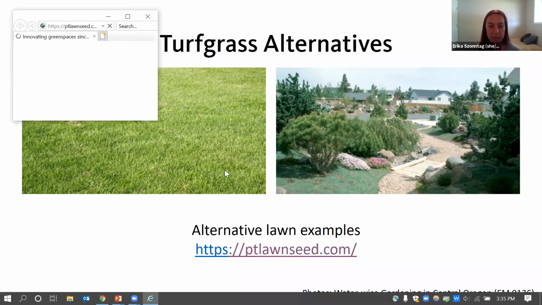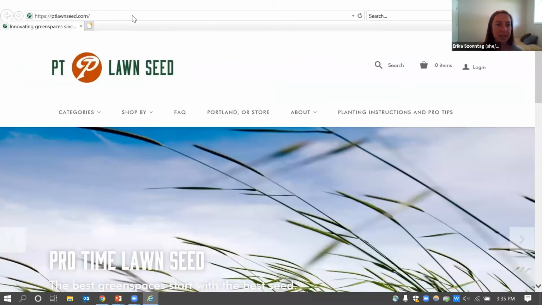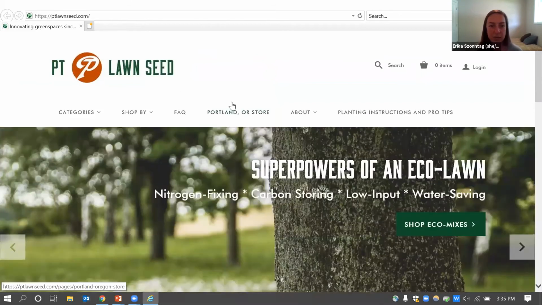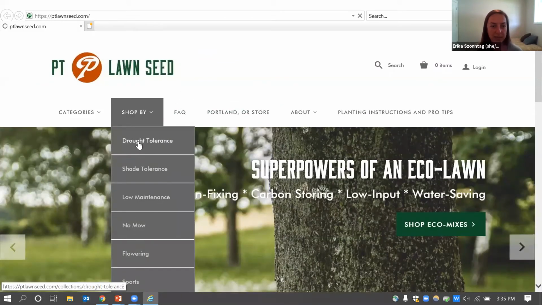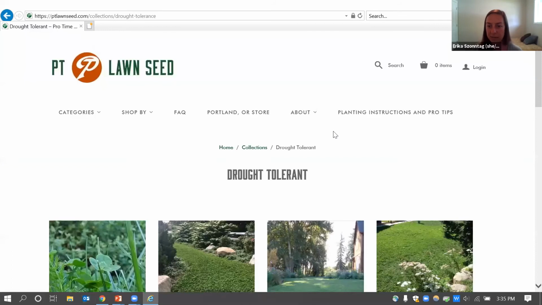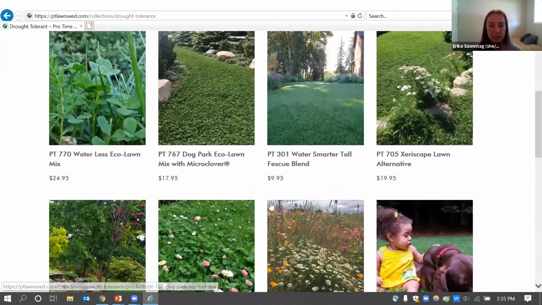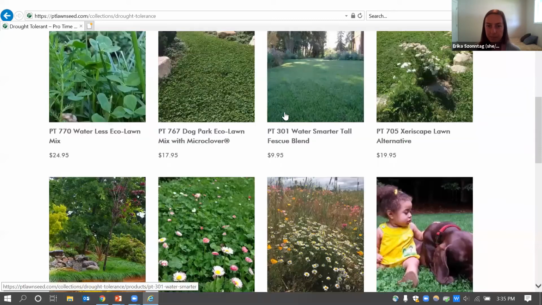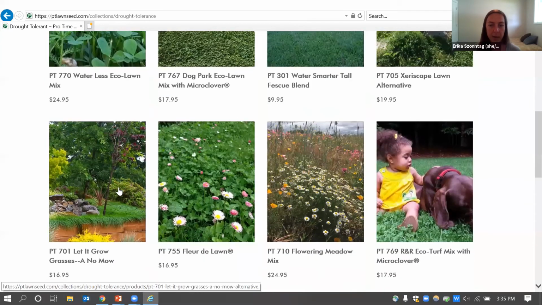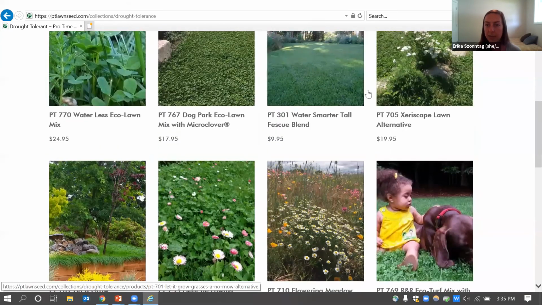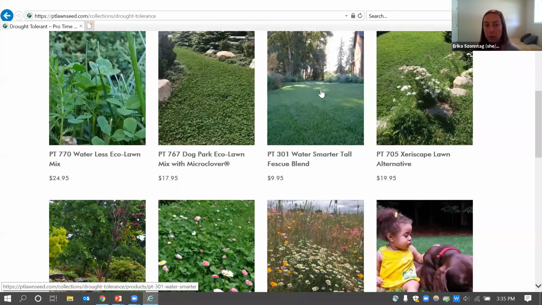I'm just going to take us to PT Lawn Seed, and I'm not endorsing this company or criticizing those I'm not mentioning. I just like to show these folks because they have some pictures that are easily available. But you can see that all of these mixes here are drought tolerant, and a lot of them incorporate different clovers or different wild grass, wildflowers. There are some that are no-mow, and a lot of these take really, really low water.